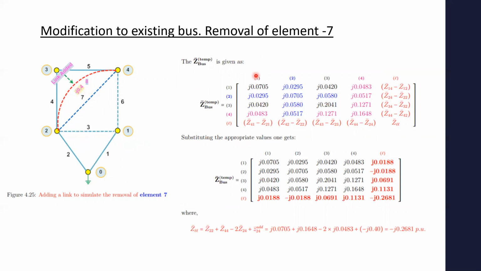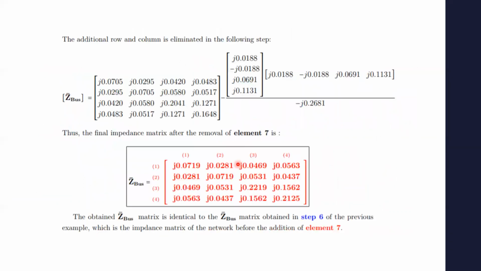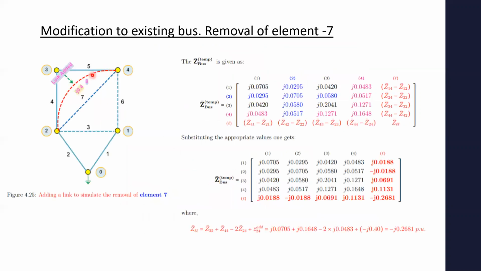So we'll again perform the modification for the link, modification 4. Temporary matrix we'll find. After that, substituting the values, finding ZLL, and then we will reduce the matrix into a 4 cross 4 matrix. Now this matrix we can compare with the matrix in step 6, which was obtained before the element 7, that is link 7, was added, and they are the same. So it is proved that yes, the matrices can be reduced, any link can be removed by adding a negative impedance along the link, a new link.